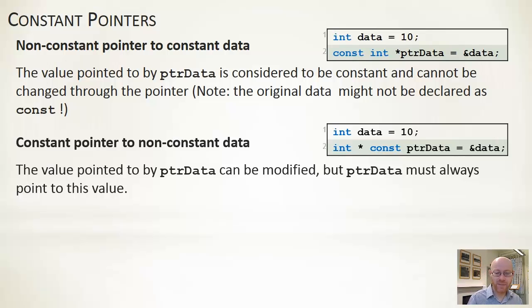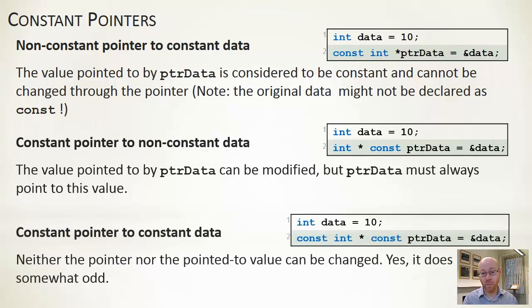And finally, it looks a little bit ugly. Look at line 2: const int star const ptr data. In this case, we must always point to the same address in memory, and we're only allowed to read from that particular address in memory. So, constant pointer to constant data.